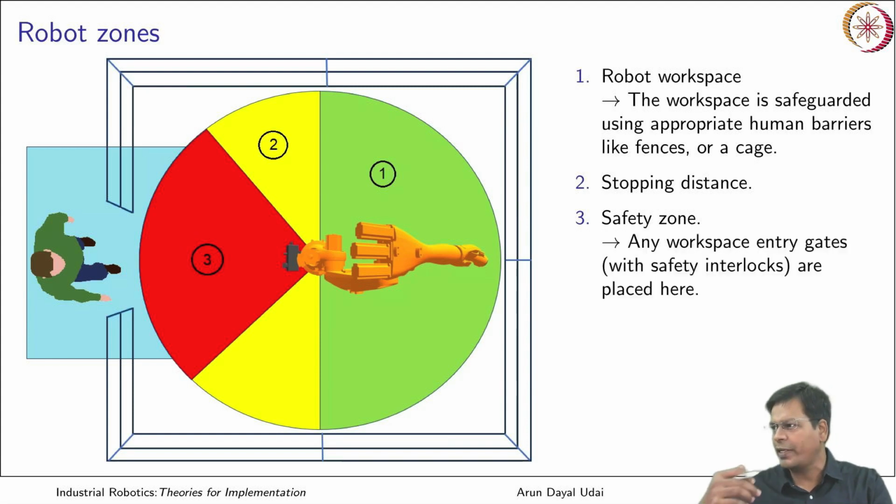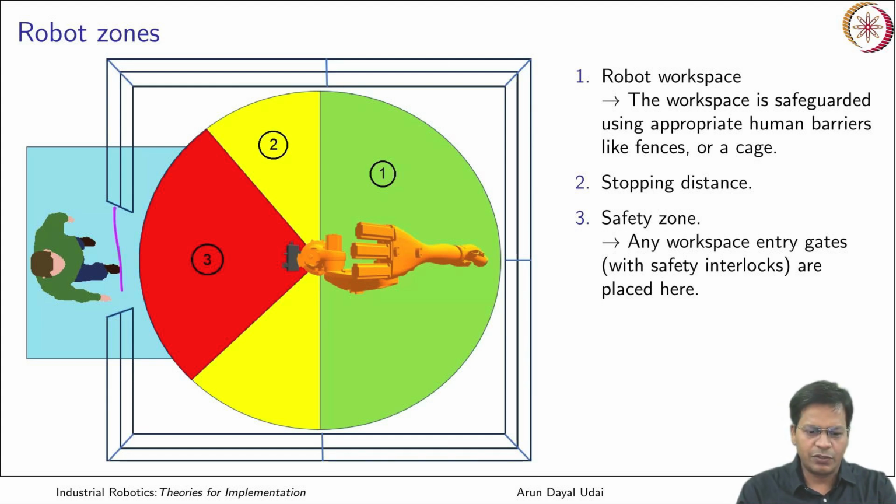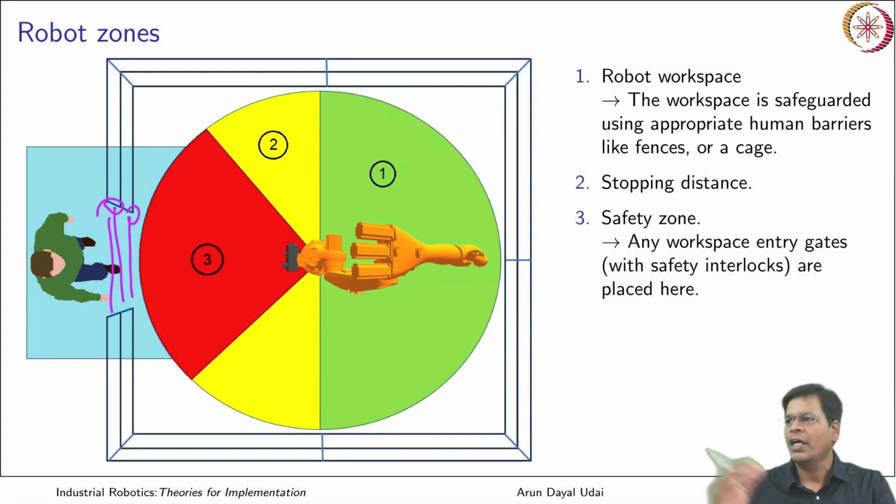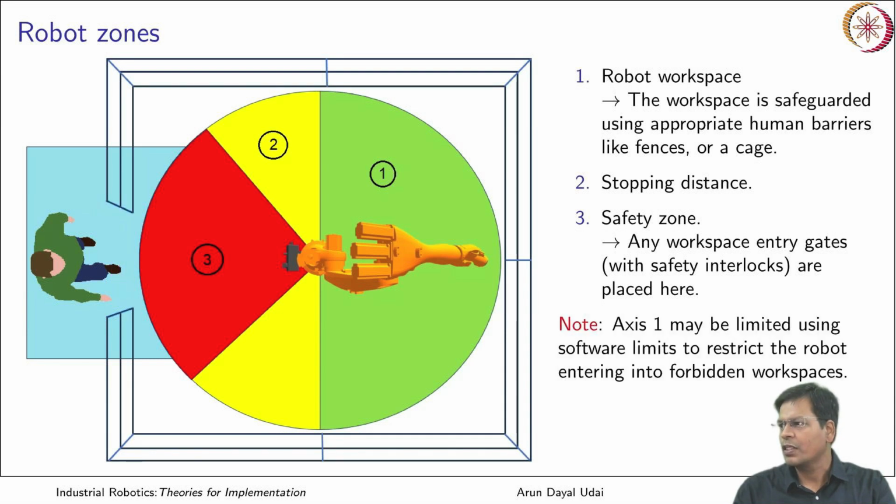Any workspace entry gates with safety interlocks go here. These gates are placed here. They normally have interlocks. They may have some limit switches. As soon as you open the gate, brakes are applied. It gets into one of the stop categories that you have seen earlier, in the previous slide.